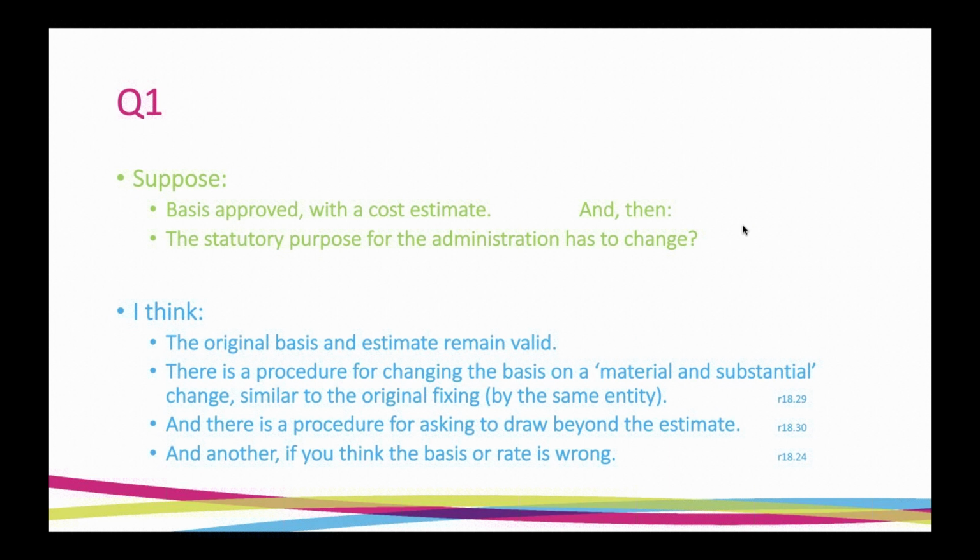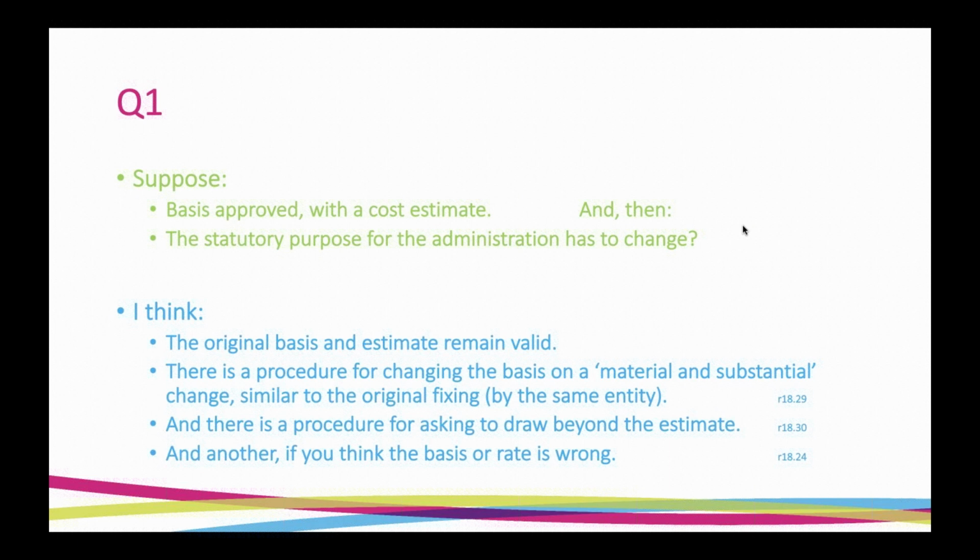The first one is that if you think you want to change the whole basis for your remuneration, let's say you'd originally agreed to do it on a fixed fee, and now you're looking at putting together a CVA, you want to move to time costs for that extra work. Then there is a procedure for doing that. If there is a material and substantial change, which I would say there must be if you're actually looking at a completely different purpose, it's similar to the original basis for fixing your remuneration, and it's the same group of creditors who would fix the new basis as fixed the original basis.